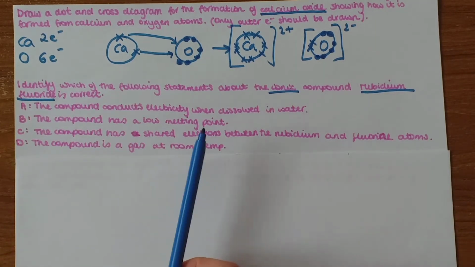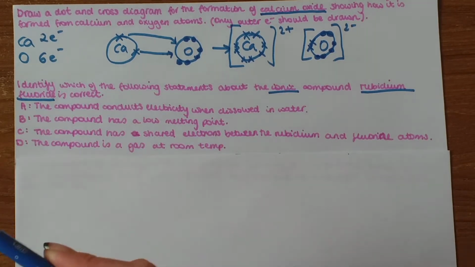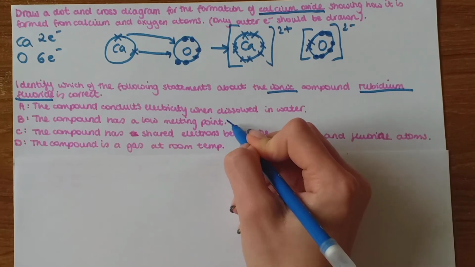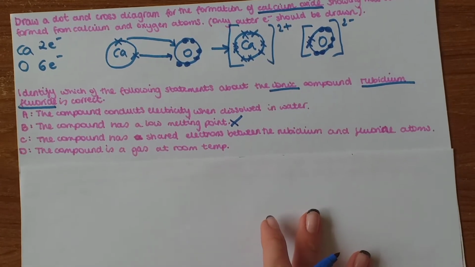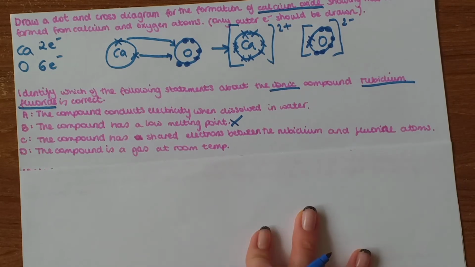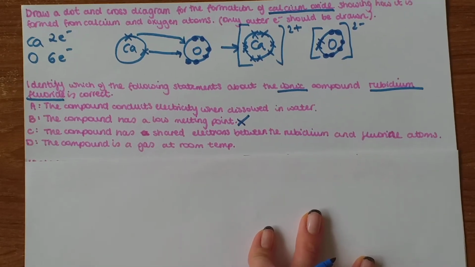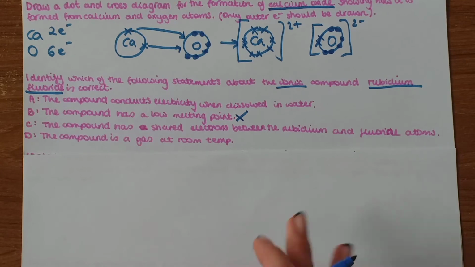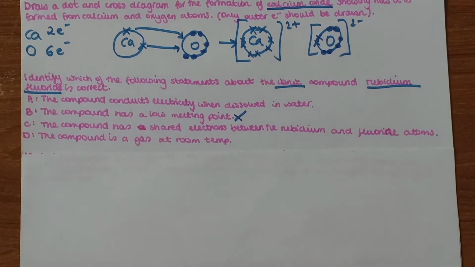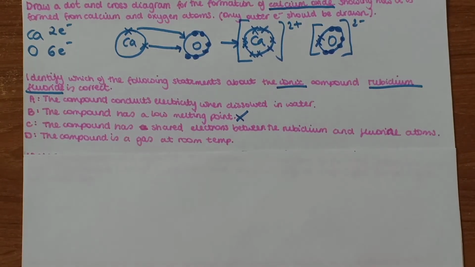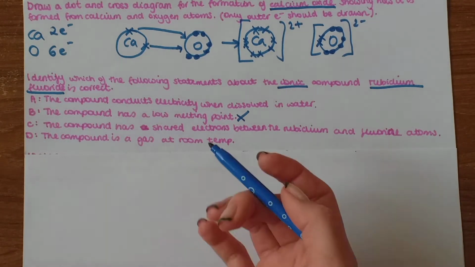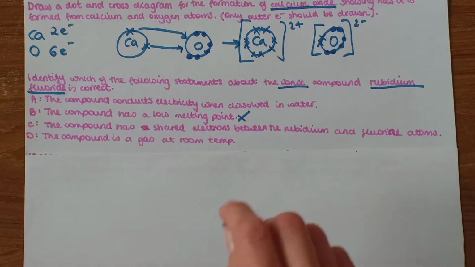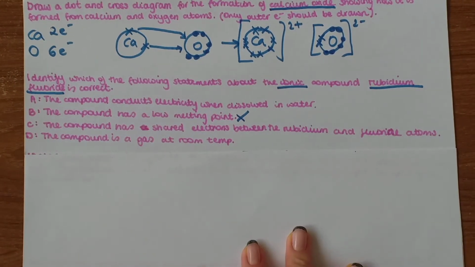The compound has a low melting point. This is not true, and this is because ionic bonding is strong. Therefore, energy is needed for it to be separated, and before it can be melted, it has to be separated. The ionic bond is too strong.